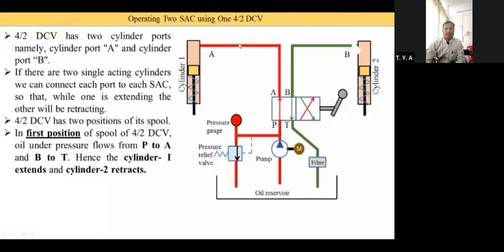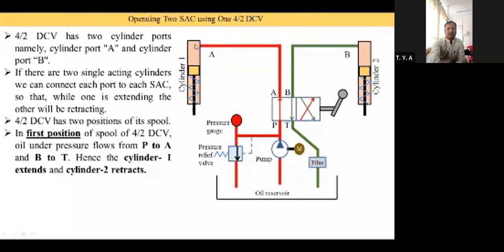For a high pressure line or supply line, this oil is entering cylinder 1. This oil applies some pressure on the piston, and the piston moves from top to bottom, and it is called the extension. That's why here you see 'cylinder 1 extend' is written.